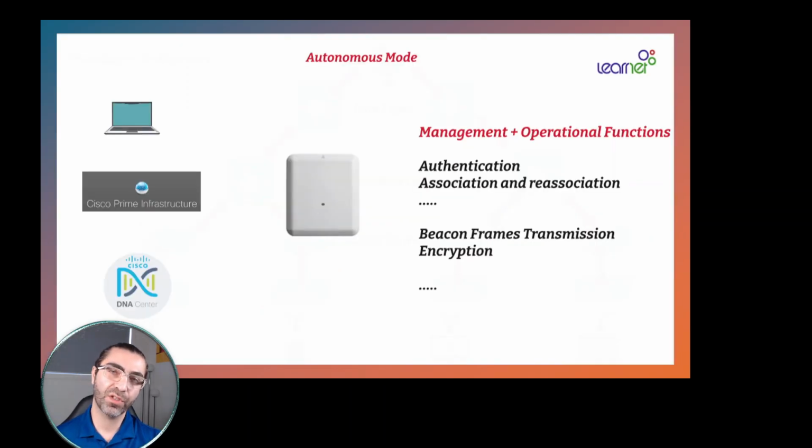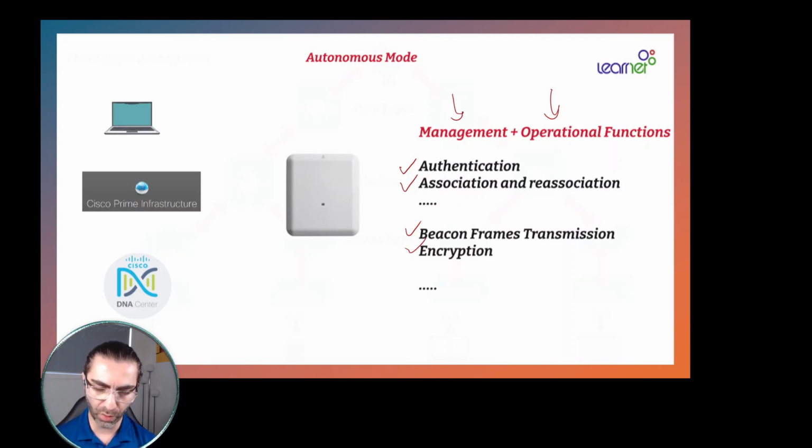Now let's talk about Cisco wireless architecture. The first architecture we want to talk about is called autonomous. Basically, to provide wireless connectivity, we have two sets of functions: management functions and operational functions. For management functions, we can name things like authentication, association, and reassociation of the endpoints. And for operational functions, or real-time functions, we have things like beacon frame transmissions, encryption, and etc.